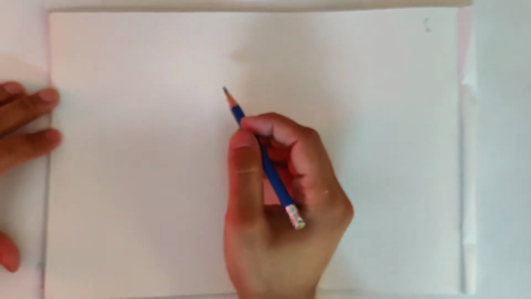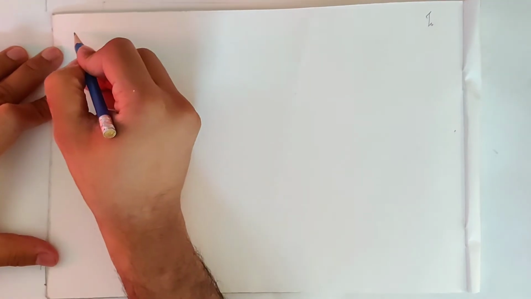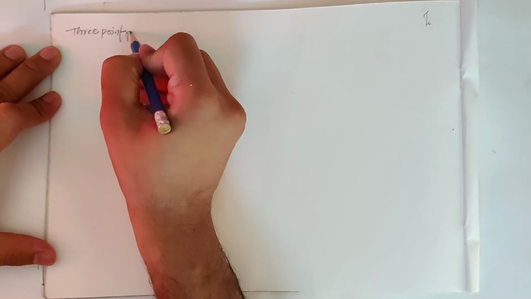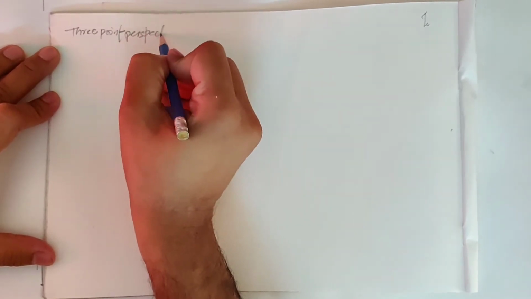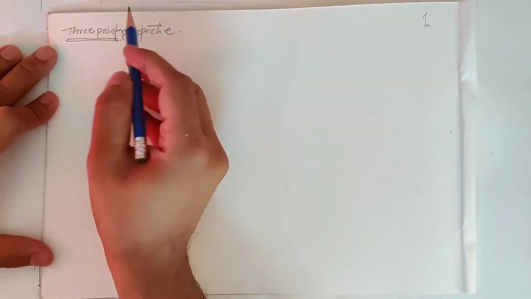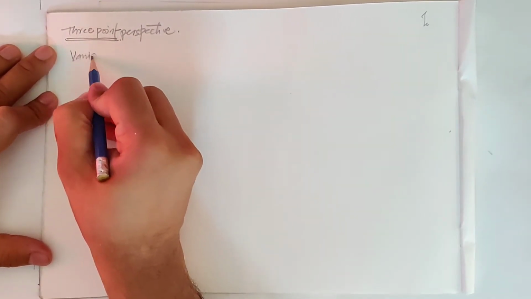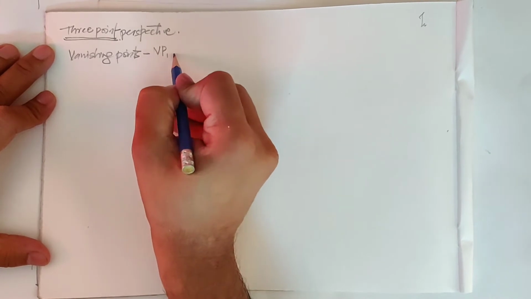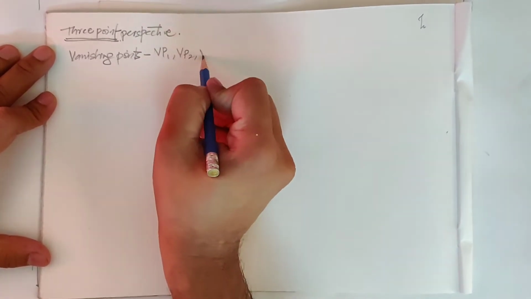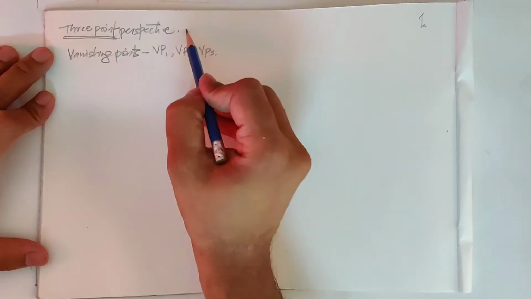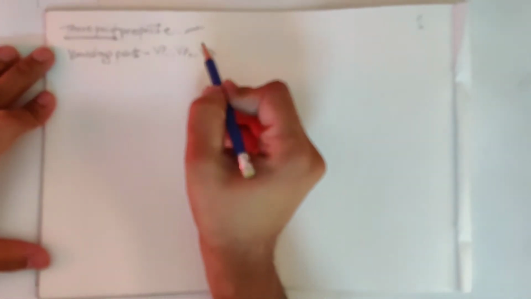Good morning, class. Today we will learn how to draw three-point perspective. As the name suggests, three points, it has three vanishing points. We will name them VP1, VP2 and VP3. Okay, this three-point perspective is very much similar to two-point perspective.